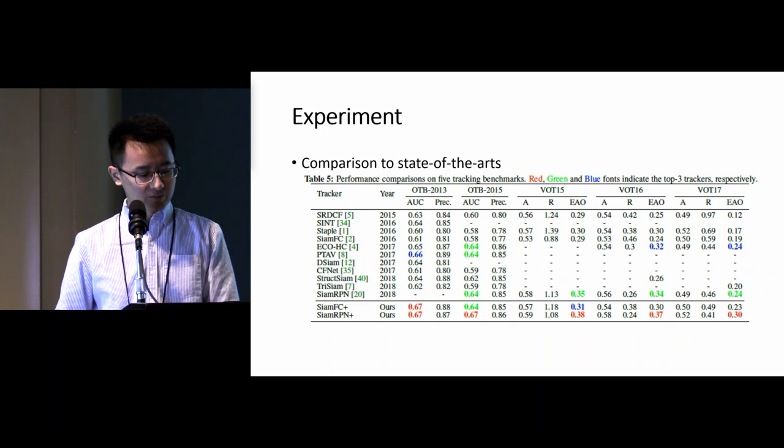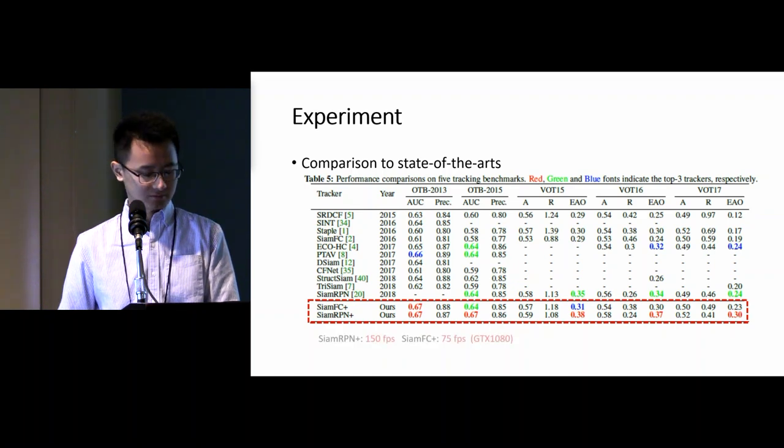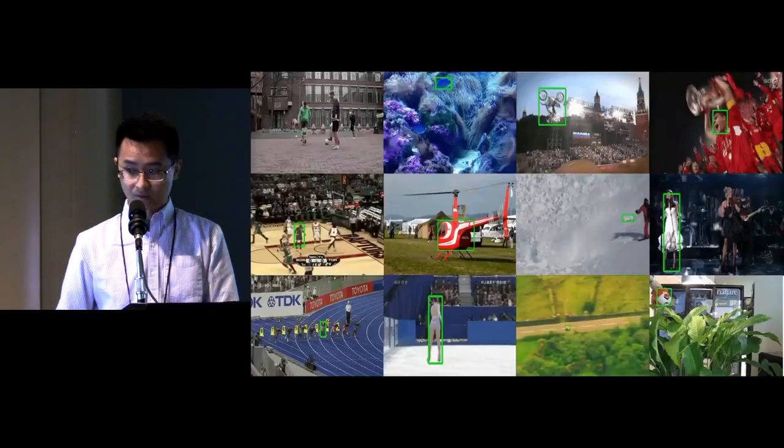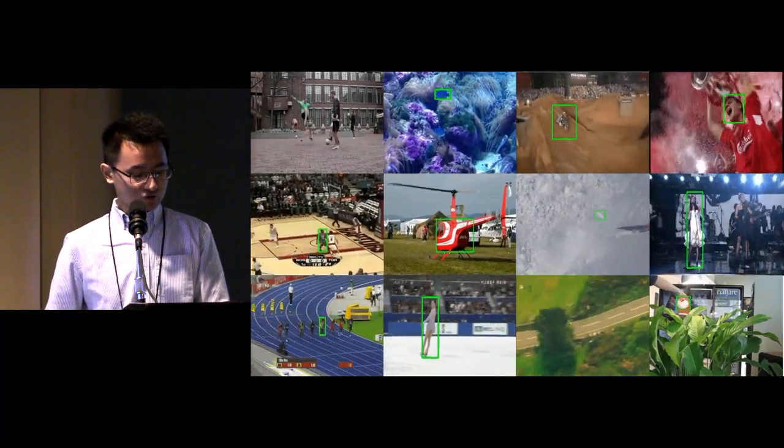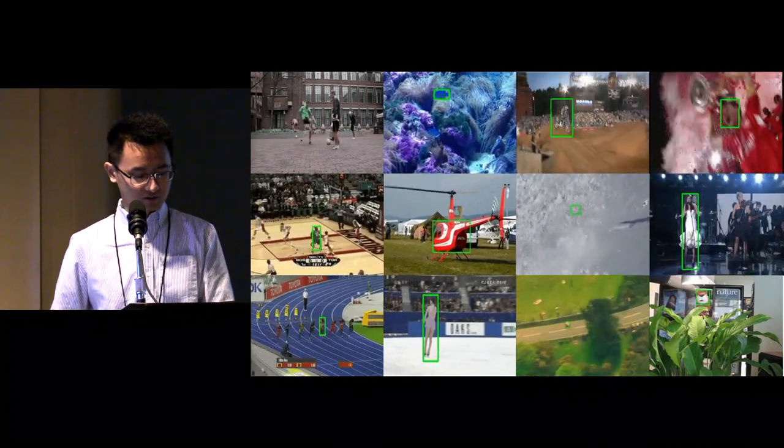Moreover, compared with other state-of-the-art methods, our Siamese tracker with the newly designed backbone achieves competitive performance. Our backbone networks are lightweight and guarantee real-time speed in tracking. Here we show some visualization results to show the robustness of our tracker.